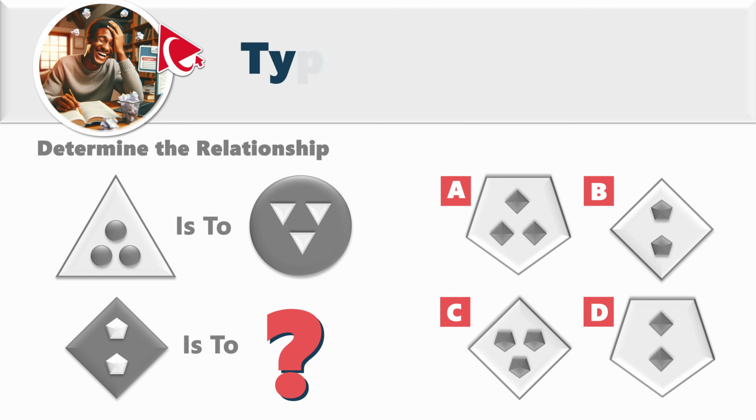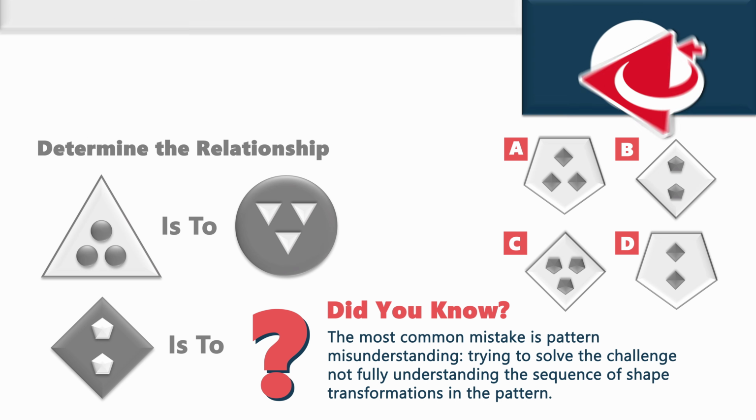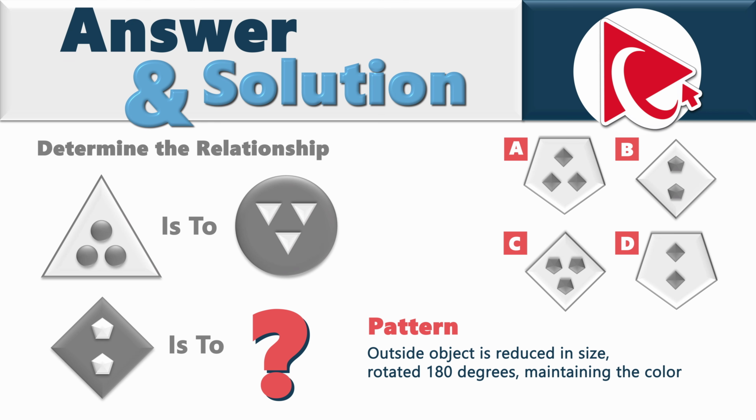Speaking about errors, the most common mistake test takers make in this question is pattern misunderstanding. A lot of times, people try to solve this challenge without fully understanding the sequence of shape transformations in this pattern. And the pattern here consists of three important rules. Outside object is reduced in size, rotated 180 degrees, maintaining the color.